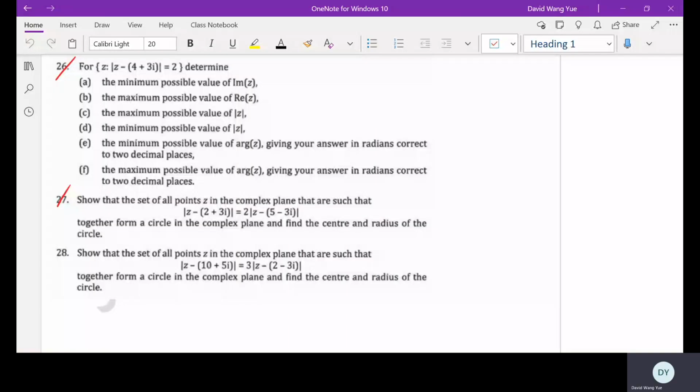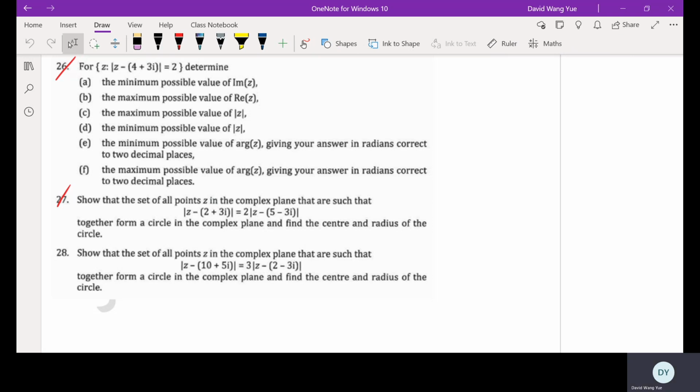This is exercise D, question 26. For Z has a modulus |Z - 4 - 3i| = 2. As we know, this is a locus of a circle, center at 4 + 3i. So this is a circle, center at 4 + 3i.